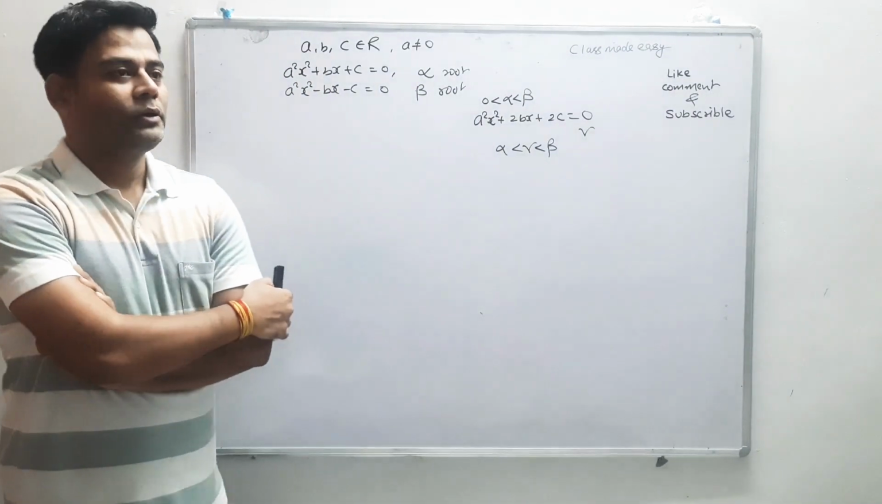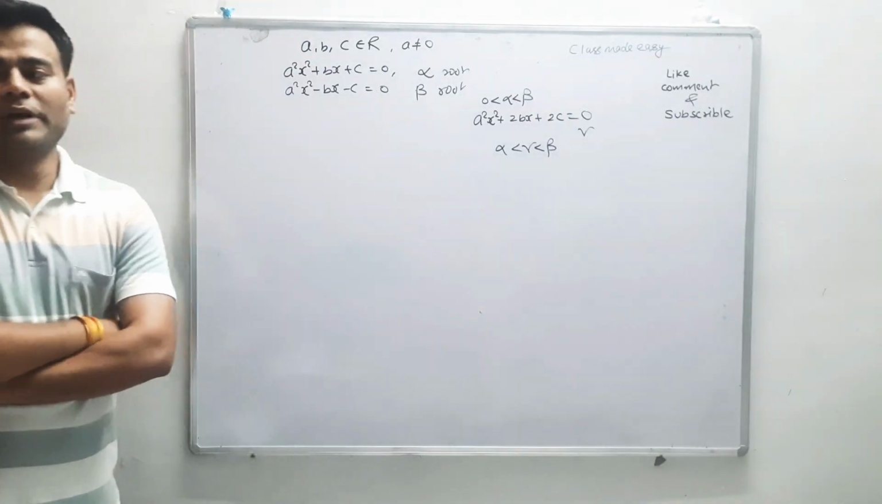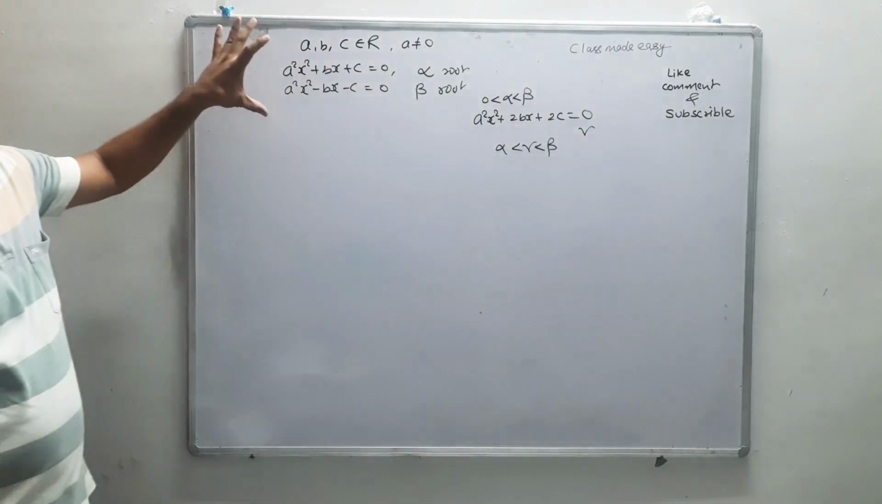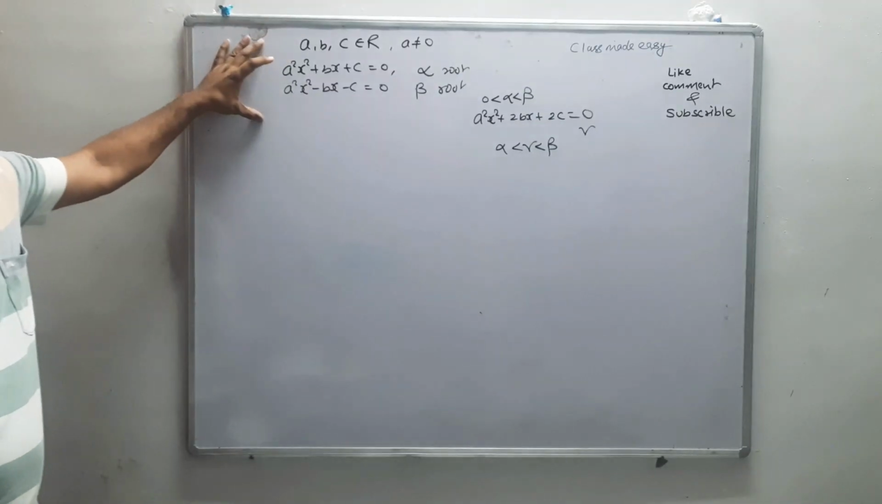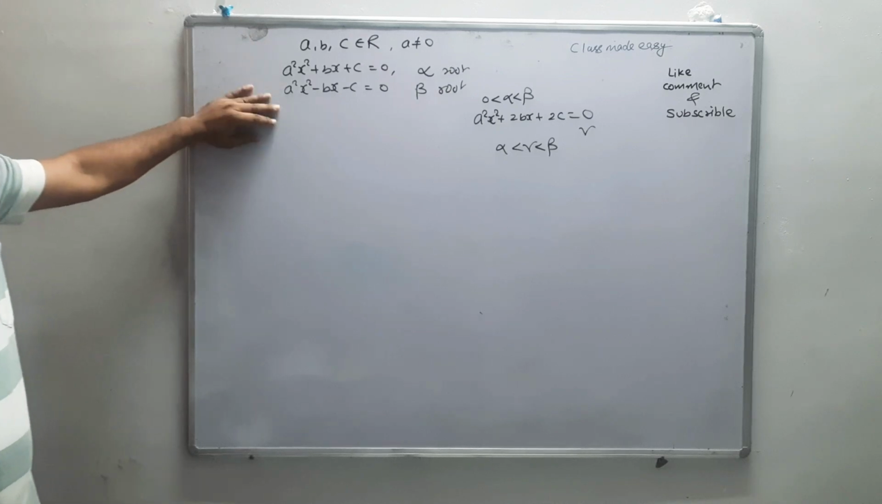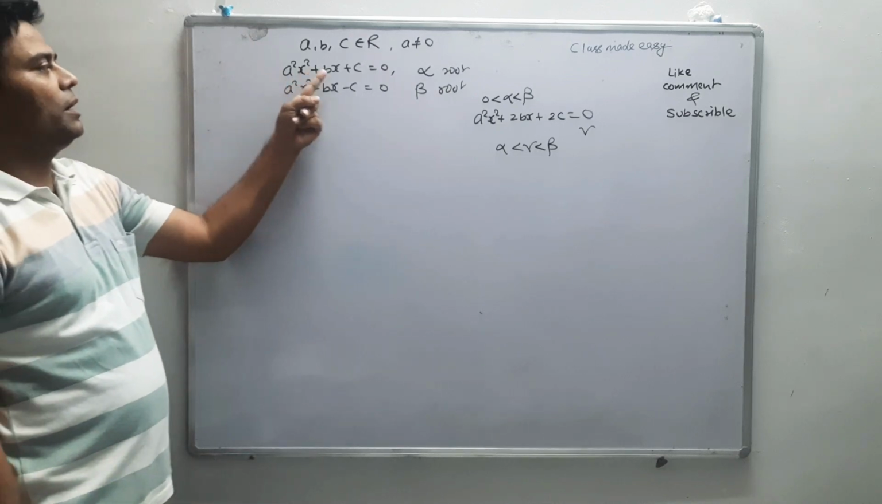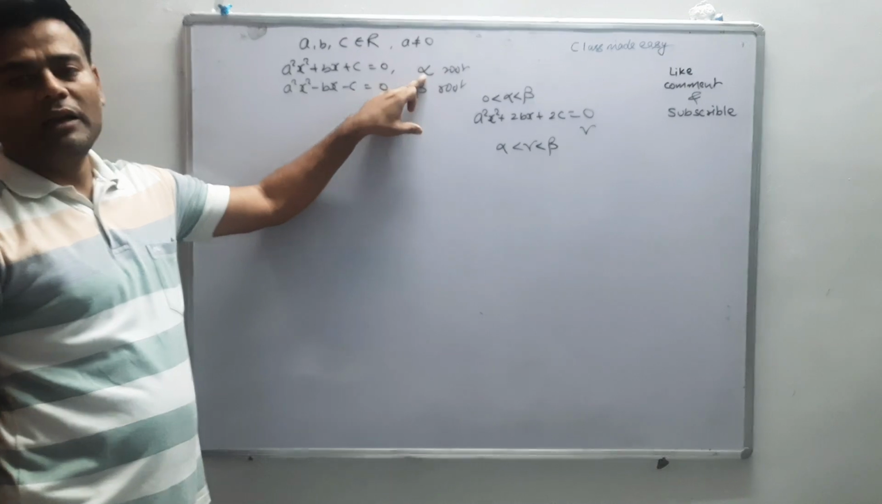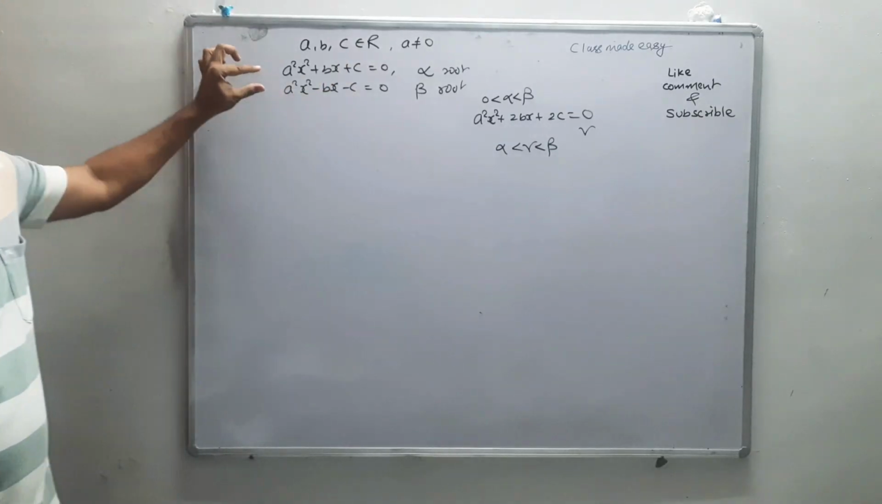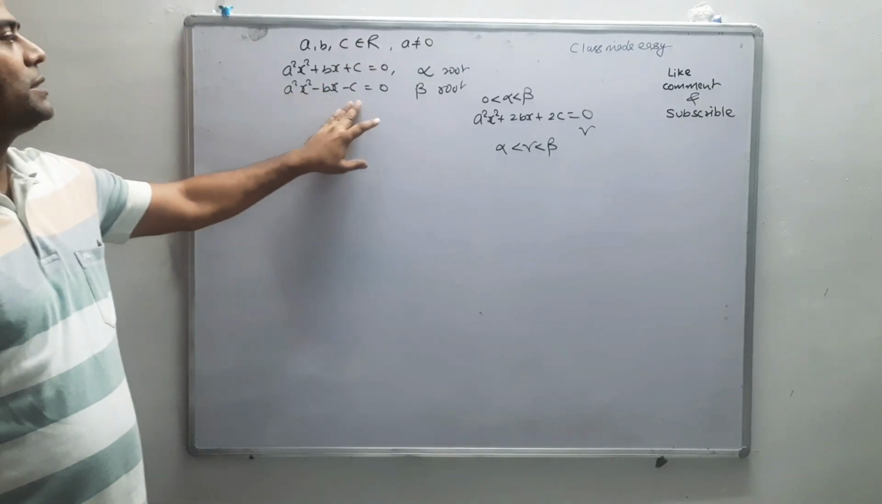Hi everyone. Today I have two types of problem. One is this written on board. In this problem, two equations are given. One is a²x² + bx + c = 0. Its root is alpha. And another equation is a²x² - bx - c = 0.